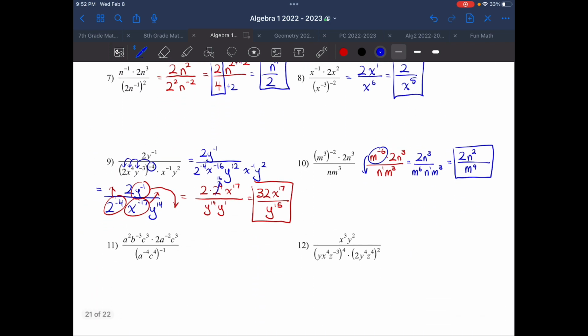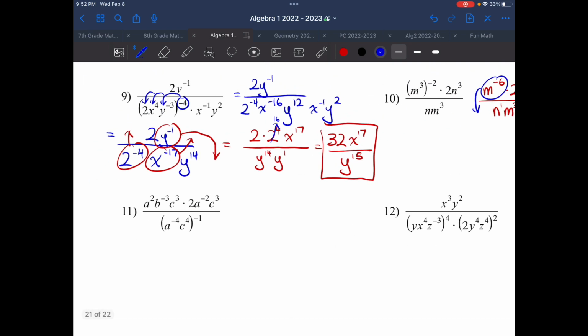Moving on to number 11. Number 11, I can simplify both the numerator and denominator right now, just a little bit. So in the numerator, I can only have one a. I have an a squared and this a to the negative 2. Because these are the same base, I can add their exponents due to the multiplication. 2 plus negative 2 is the same thing as 2 minus 2, and 2 minus 2 is 0. So I'll have a to the power of 0. You know where I'm heading with that in a sec, but for now I'm going to write it like that.